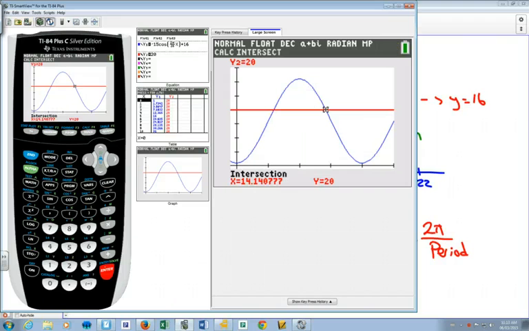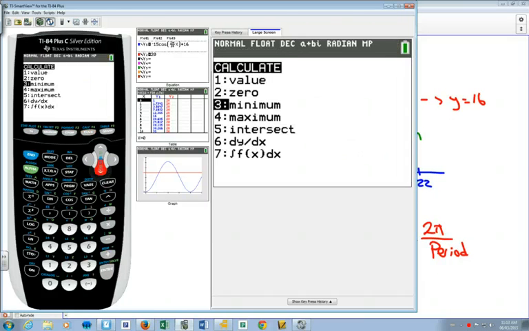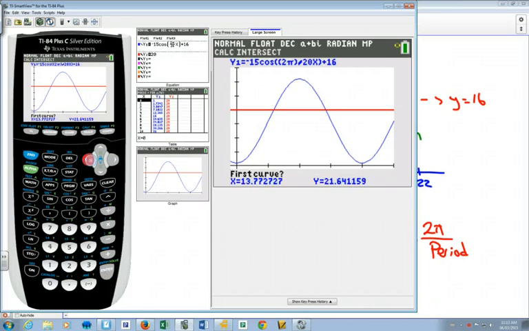I think we had said 19 seconds. We want to find another one again. Second, calculate. Number 5 for intersect. I'll move my cursor closer to the other one. Enter, enter, enter. 5.85.